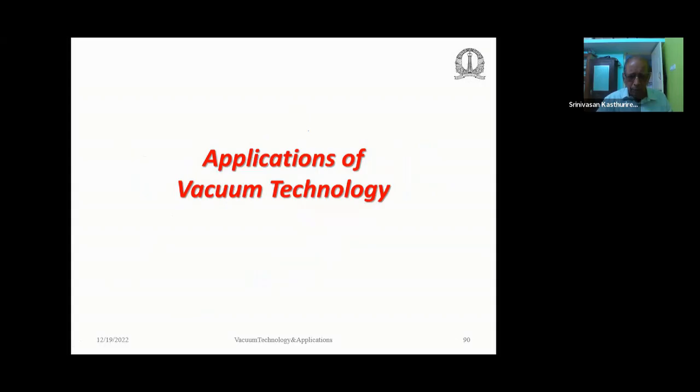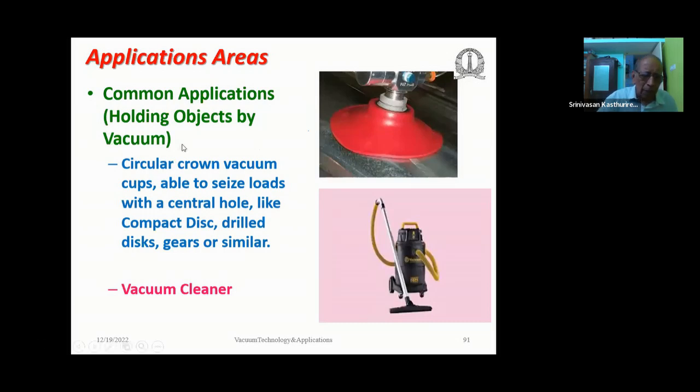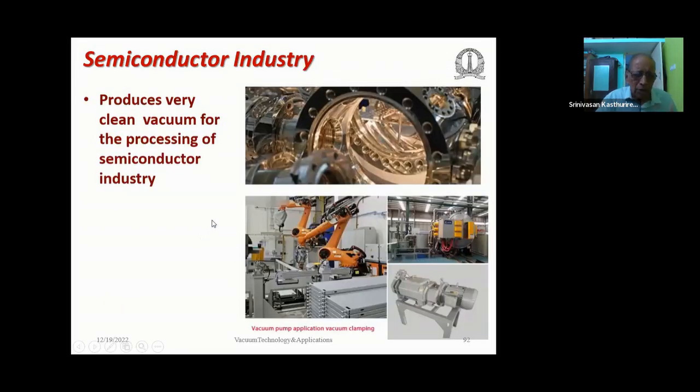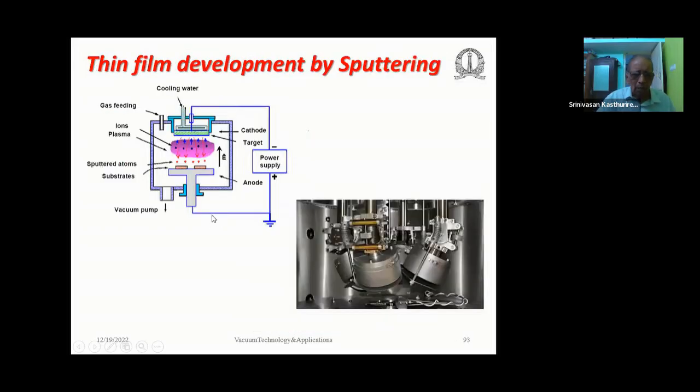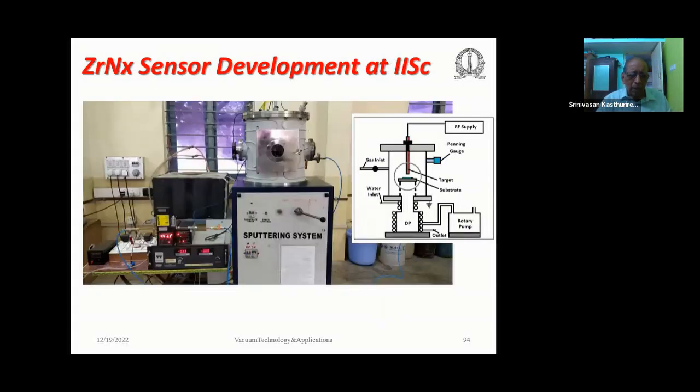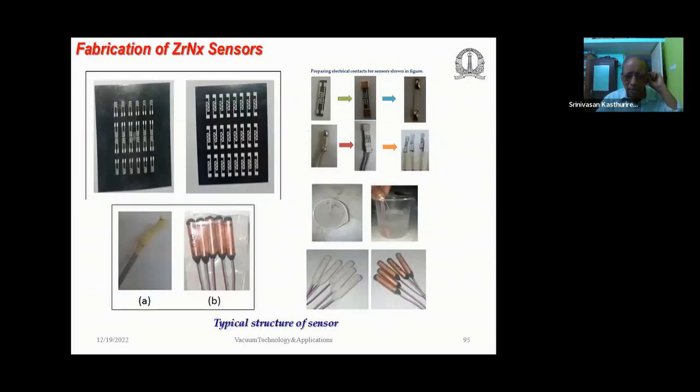Okay. There are a large number of applications of vacuum technology. I will do this particular part again in another class, maybe the next class on Wednesday. I will do it once more, but I'll just briefly tell you it has common applications like holding objects, or the vacuum cleaner at home that you normally use. And then it has an application in the semiconductor industry, for processing of semiconductor devices and so on. Then you can create thin film developments by sputtering. Then we have some development done at IISc. This I will skip for the time being.